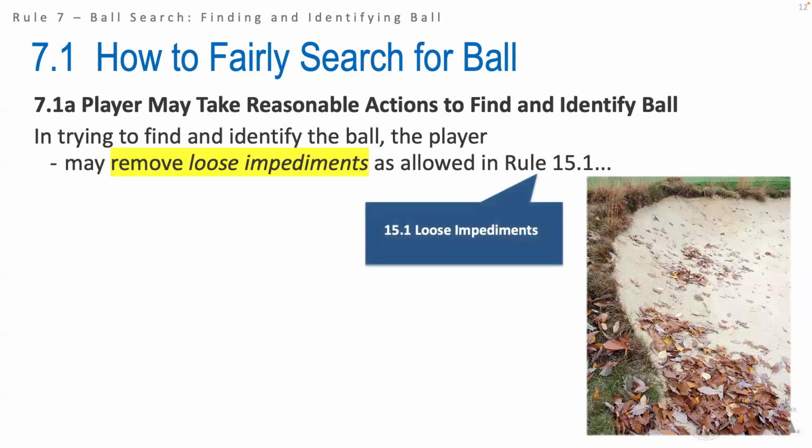So in trying to find and identify the ball, the player may remove loose impediments as allowed in Rule 15.1. Again, that's pointing us over to our loose impediment rule. But you do want to be careful when moving those loose impediments, because you may be at risk for a penalty of 1 stroke. But if you're just trying to search and you're brushing through the grass and brushing through leaves, then that's going to be allowed. But if you have found your ball and you are moving these loose impediments, you do want to use a bit of caution there.